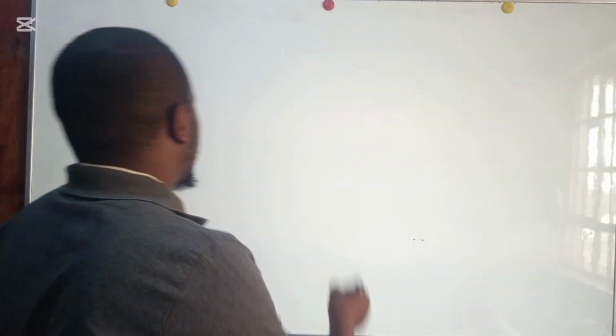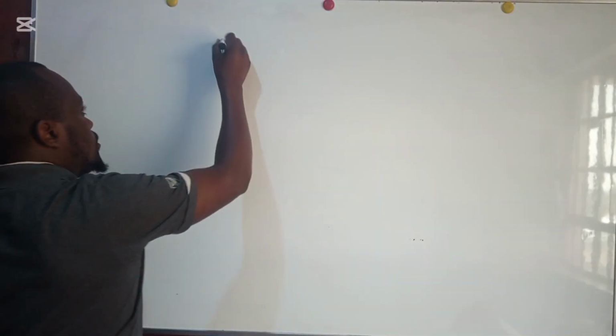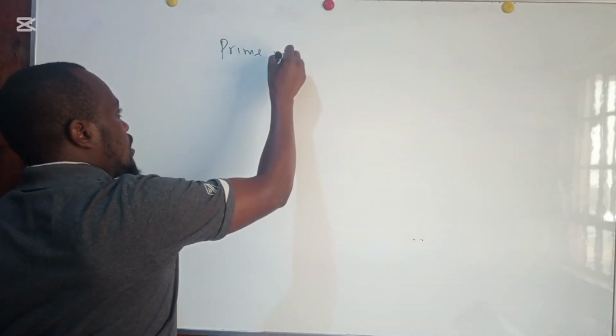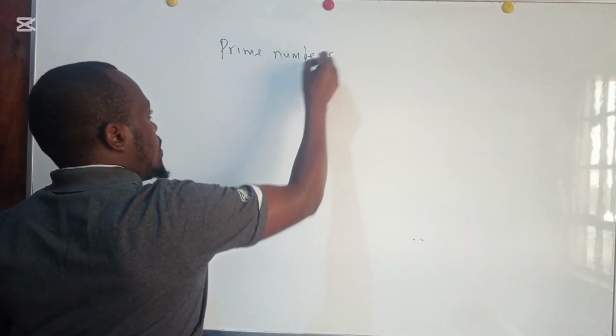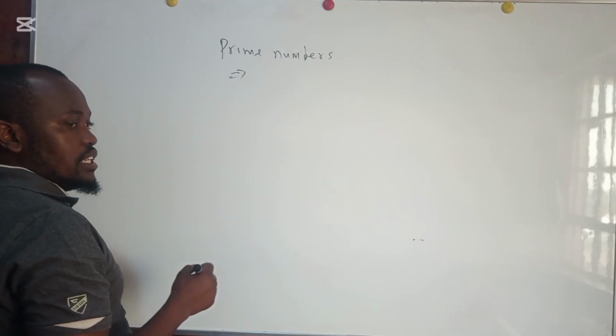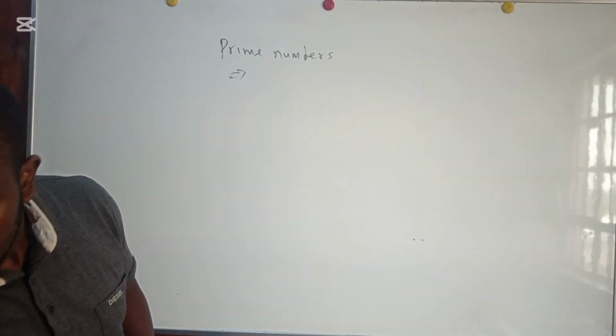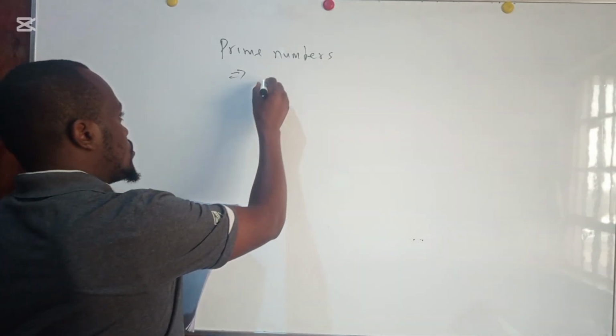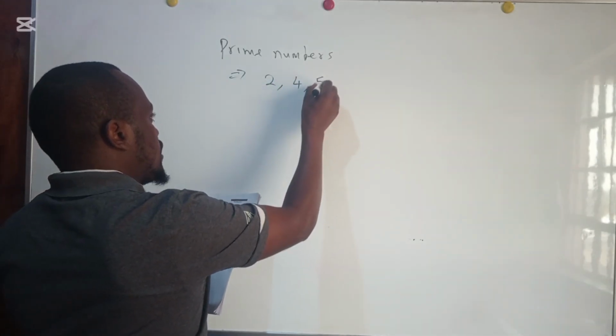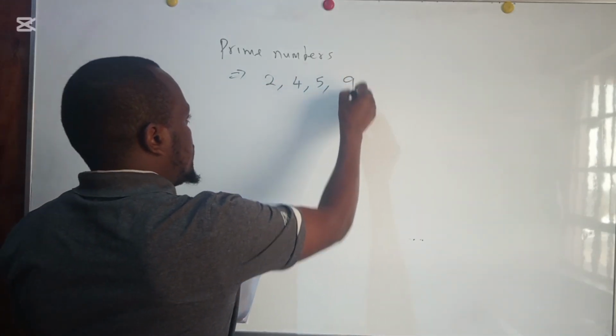However, we are going to highlight just a few. For example, the first question here asks about identifying prime numbers. Here you have two. Let us just highlight what prime numbers are. You are told to identify prime numbers between 2, 4, 5, and 9.